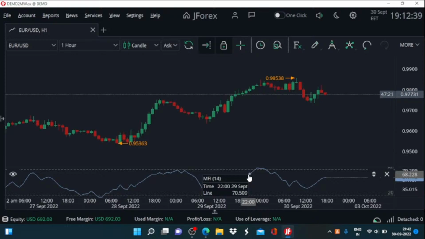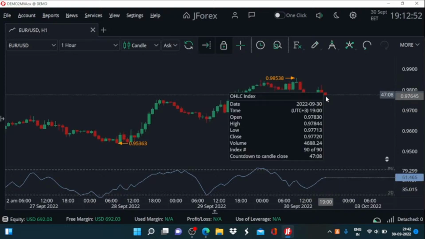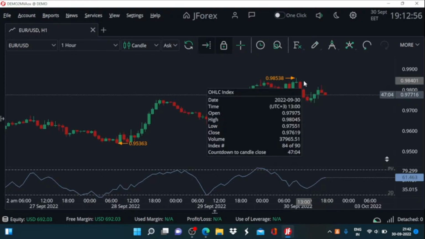The parameters are default, the calculation period is 14. So that means the last 14 hours worth of data is being considered to arrive at the Money Flow Index values. Whatever is the advance or the decline over the given period of time, that is taken into consideration.